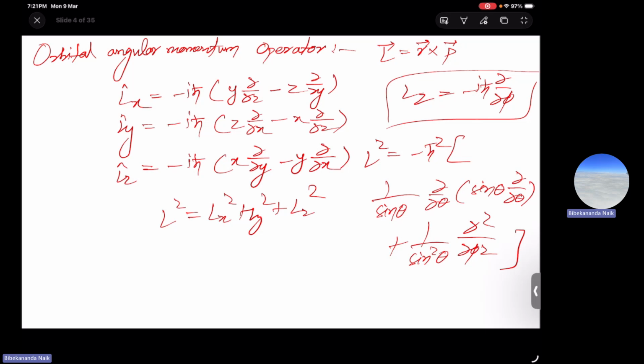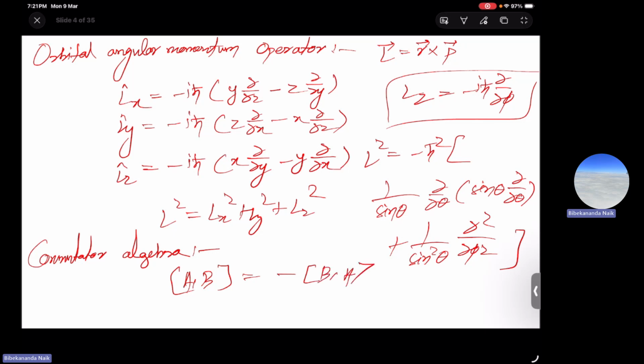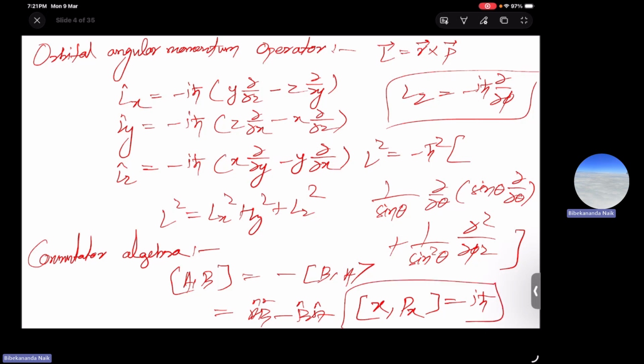Also, some concepts regarding commutator algebra were discussed. The commutator of A and B is basically A cap B cap minus B cap A cap. Similarly, if we calculate the commutator of x and Px, it will come out to be i h cross. So these are the concepts that were covered in these 6 lectures.